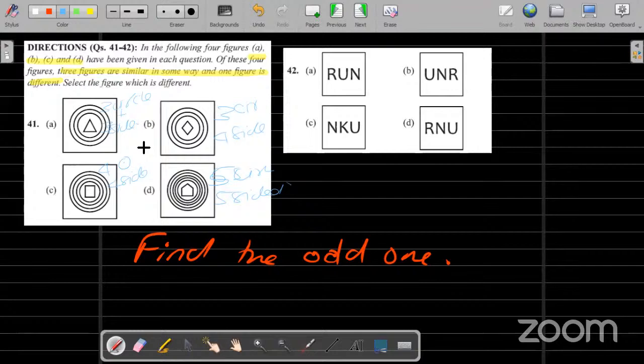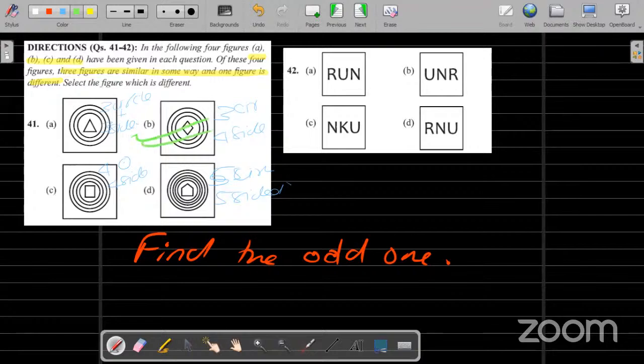The similarity 3 among the 4 are having is that the number of circles is exactly equal to the number of sides of the inscribed figure. The number of circles encircling the geometrical diagram will be exactly equal to the number of sides of the geometrical diagram. Number of circles equals number of sides. So that is not getting satisfied in option B. So that must be the answer to the question. Answer to the question is option B. Option B is the odd one.